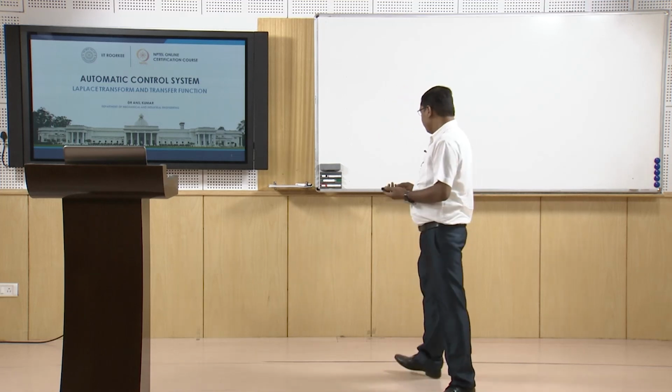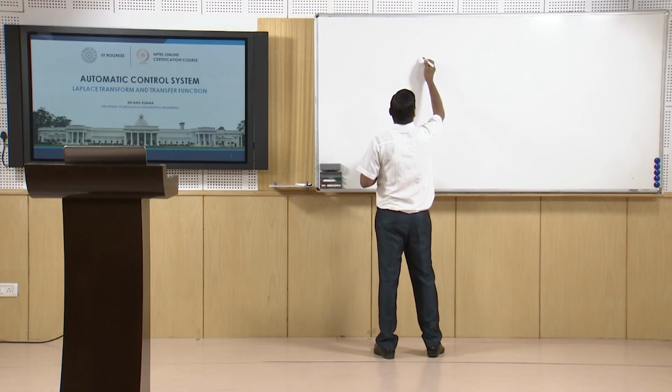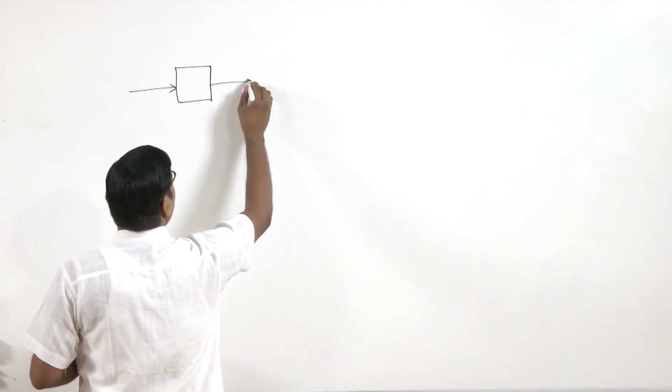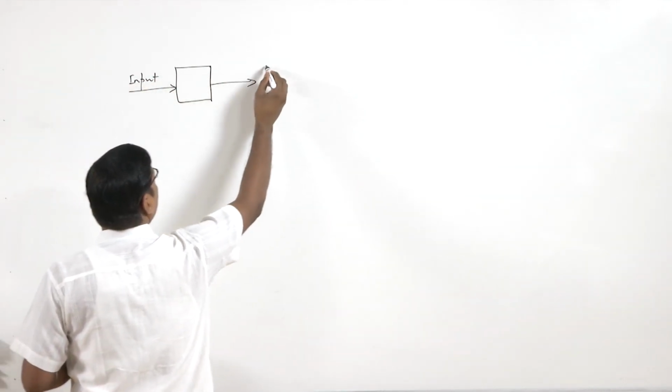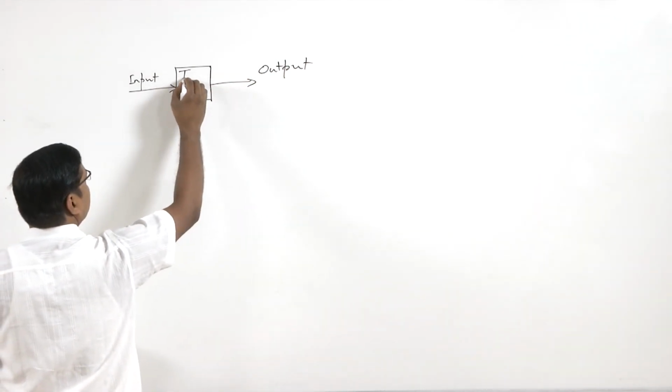So yesterday we saw that the block diagram can be represented here as input, output, and here is the transfer function.